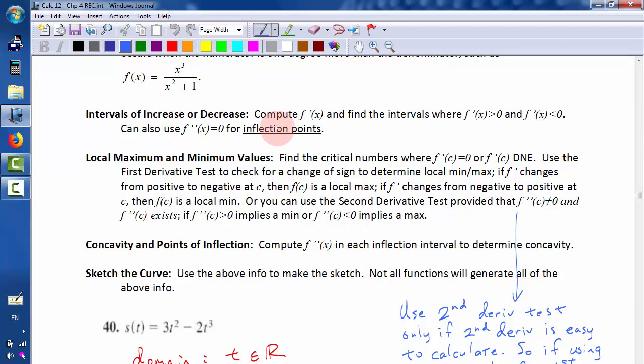We want to find the intervals of increase and decrease, so where the slope is positive and where the slope is negative. We want to find the local minimums and maximums. We do this by finding the critical numbers first. That's where the derivative equals 0 or does not exist. And we can use the first derivative test to check this change of sign. And we can use the second derivative test to check for concavity. We also need to calculate the concavity and inflection points.